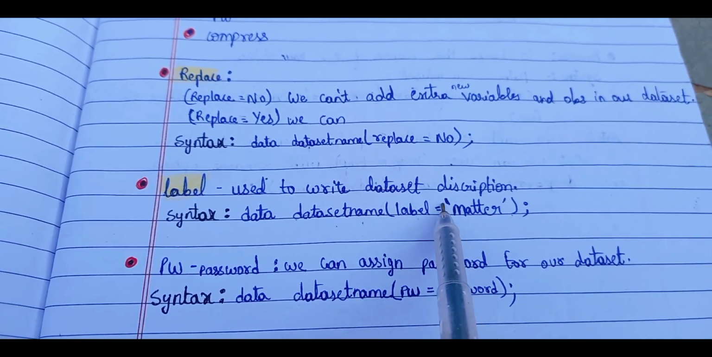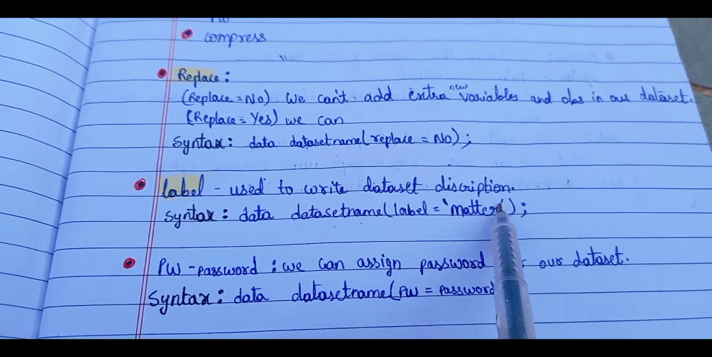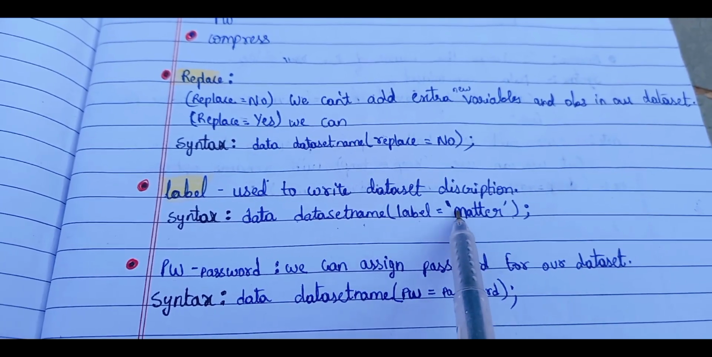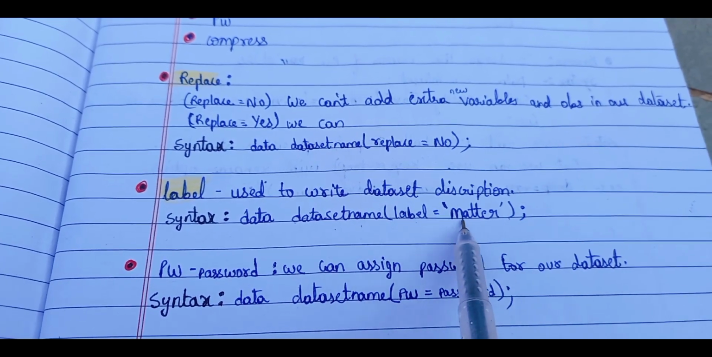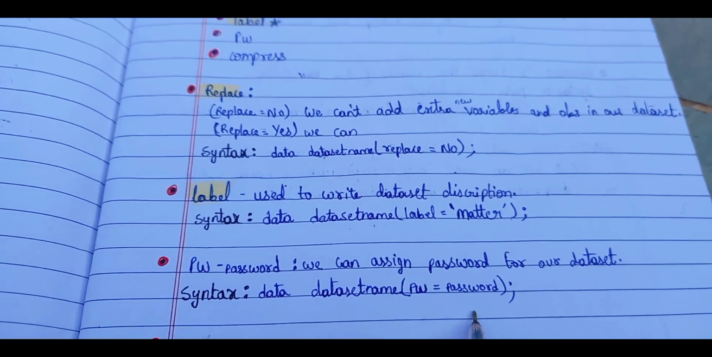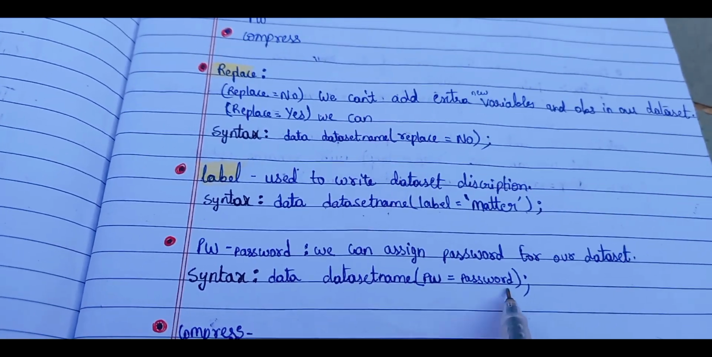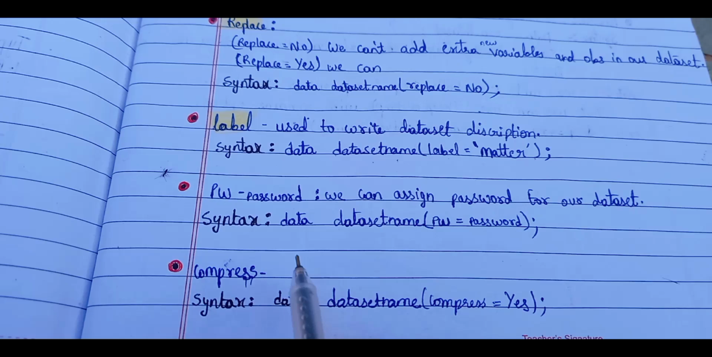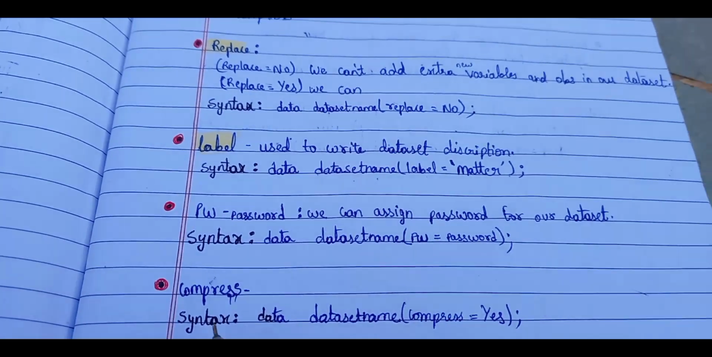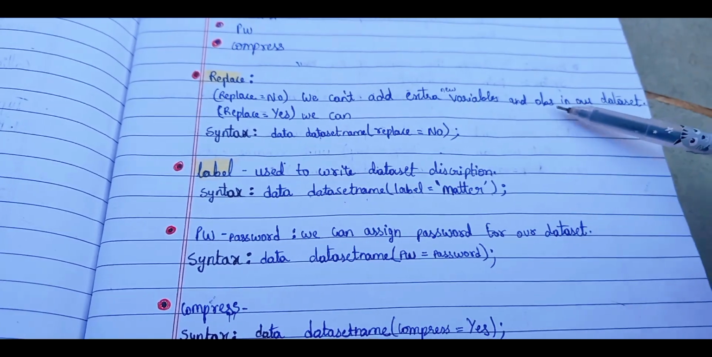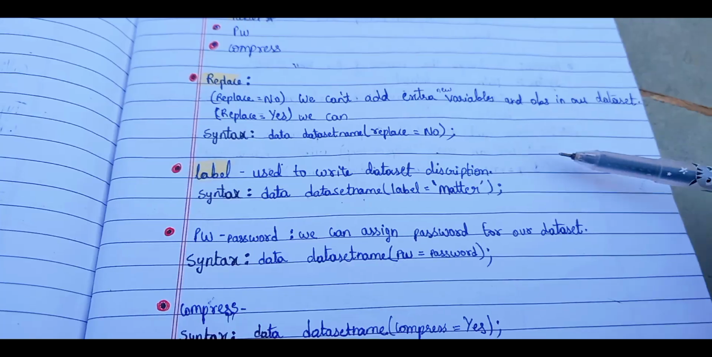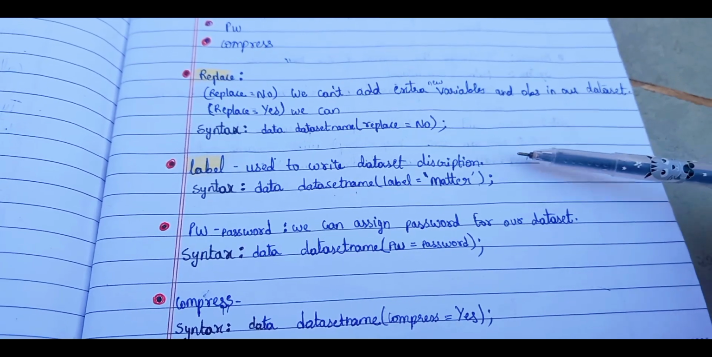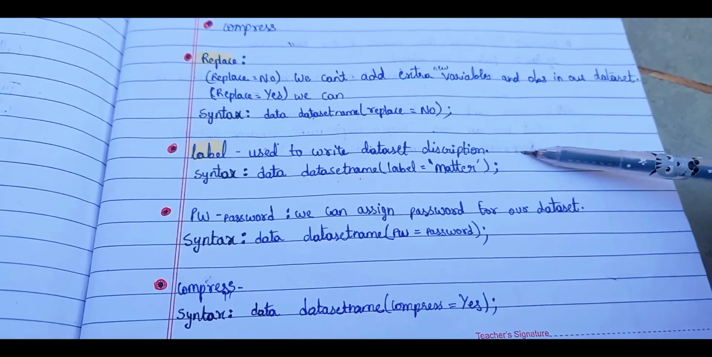Here one more thing: the password should be enclosed in single quotes, only single quotes you need to use for this. PW equals password, ABC, anything you can give. Next is compress. This is for banking purposes. Whoever wants to go to the clinical side, these two options are mostly important. Label is most important for us.